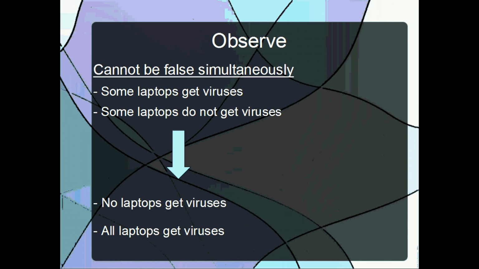That would mean that every laptop gets viruses. Now, if both of the subcontrary propositions are false, then that would mean that the contrary propositions would be true, that no laptops get viruses and all laptops get viruses. But those can't be true at the same time. So that's why the subcontrary propositions cannot be false at the same time.